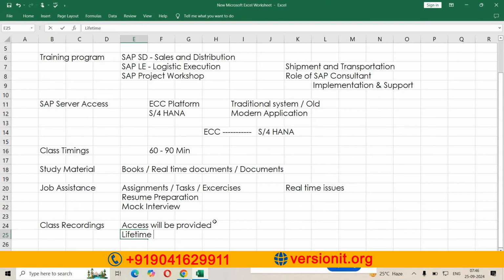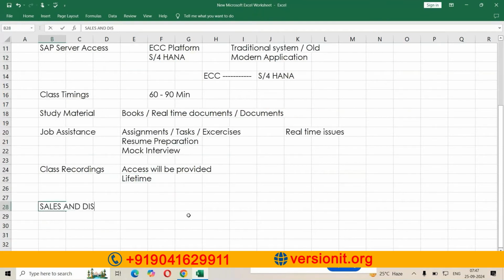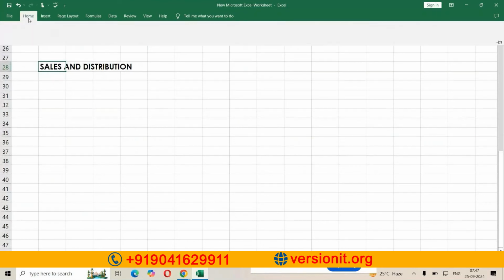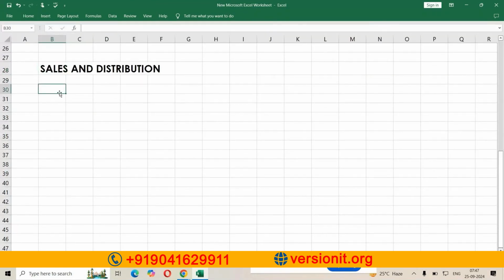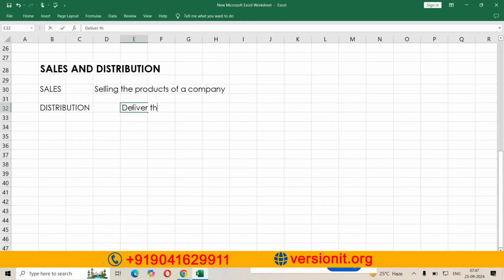Okay. Now talking about this particular sales and distribution module, what exactly are we going to be learning? When you hear the term sales and distribution, it is basically a combination of two different activities put together. When we talk about sales, this is all about selling the products of a company. If a company wants to sell its products, it will have a sales department, and the sales department will take care of that activity. And apart from that, you're going to find distribution. This is all about delivering the products to the customer on time. We need to make sure the products are delivered to the customer on time.